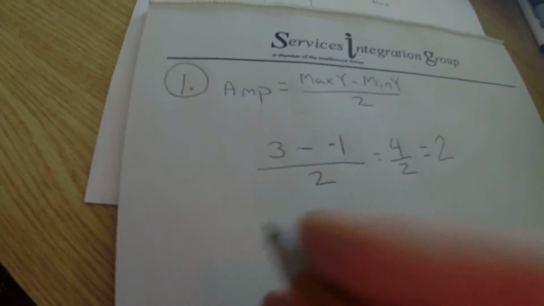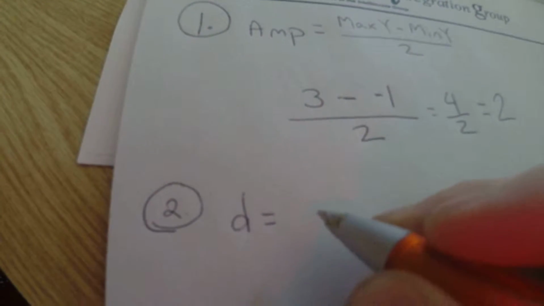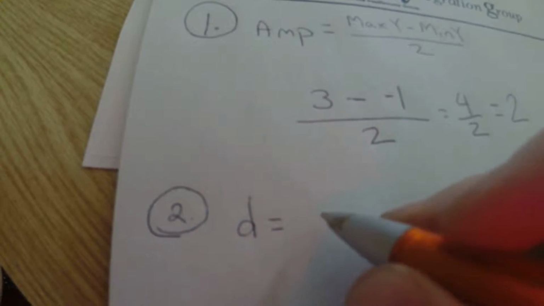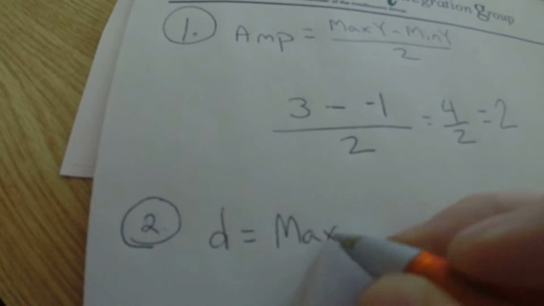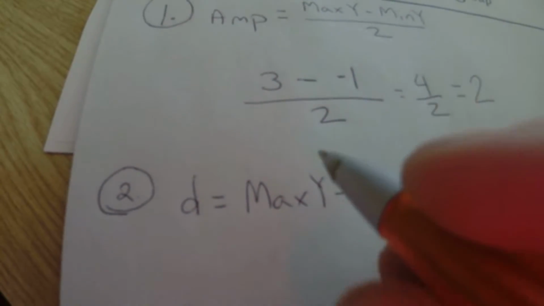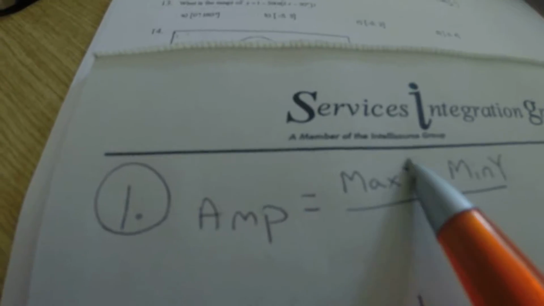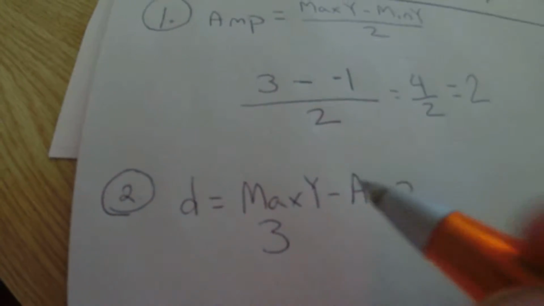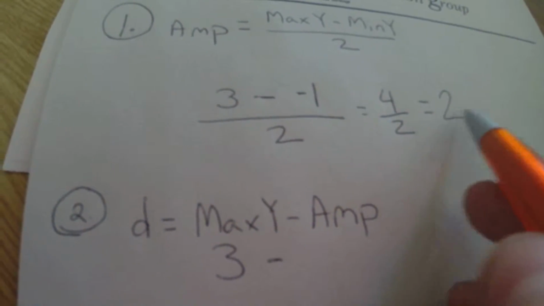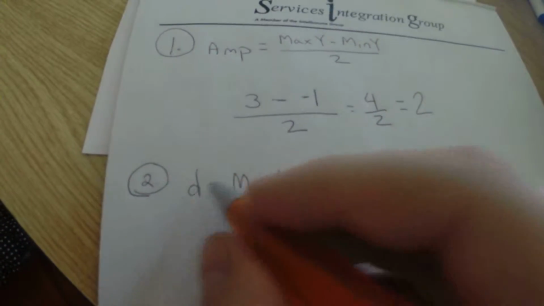Alright. The next component that we calculate is going to be the d value. The d value is max y minus the amplitude. All I have to do here is write down the max y value, which we said earlier was 3. So 3 minus the amplitude, that's what you just figured out over here, which is 2. And this gives me my d value of 1. Okay, so this d value is 1.